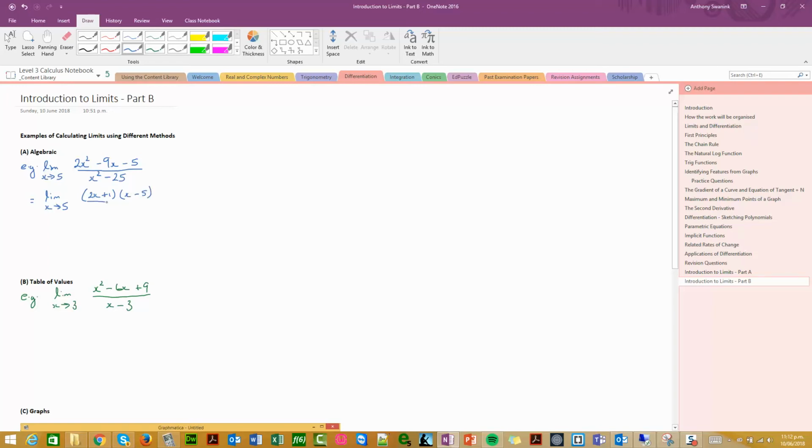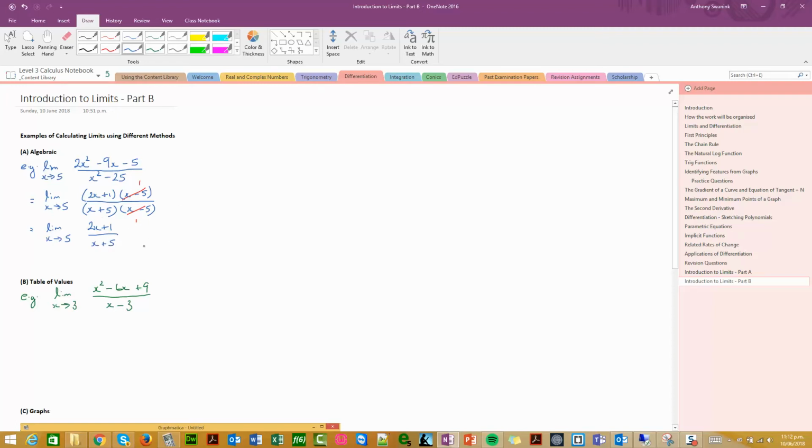And the bottom line you might recognize as the difference of two squares. That can be factorized into x plus 5 and x minus 5, and hopefully you can see that there's a common factor there. Notice that in my working I am carrying this limit notation down. It doesn't disappear and reappear like Harry Potter. So what we've ended up with is this simplified fraction.